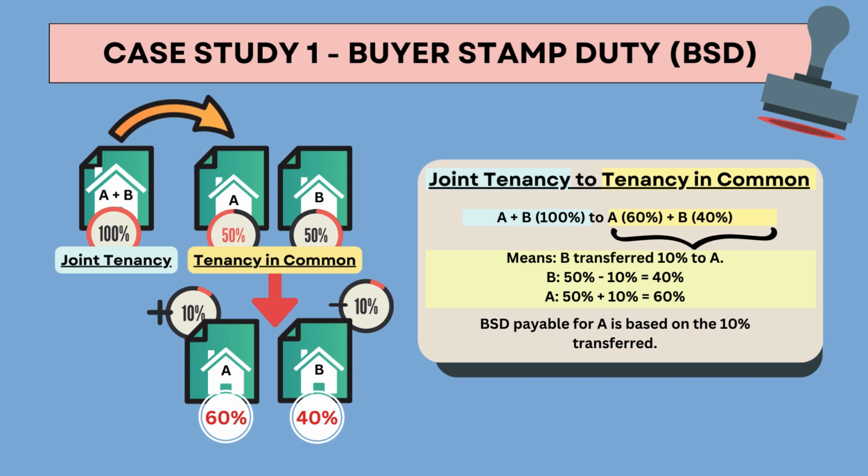Together, A and B hold the property 100%. But they decided to hold the property as tenancy in common, meaning each of them will hold 50% each. Furthermore, they decided to portion the shares into 60% to A and 40% to B. This means B will sell 10% of his share to A, resulting in A buying 10% from B, which gives him 60%. So stamp duty payable is on the 10% transferred.